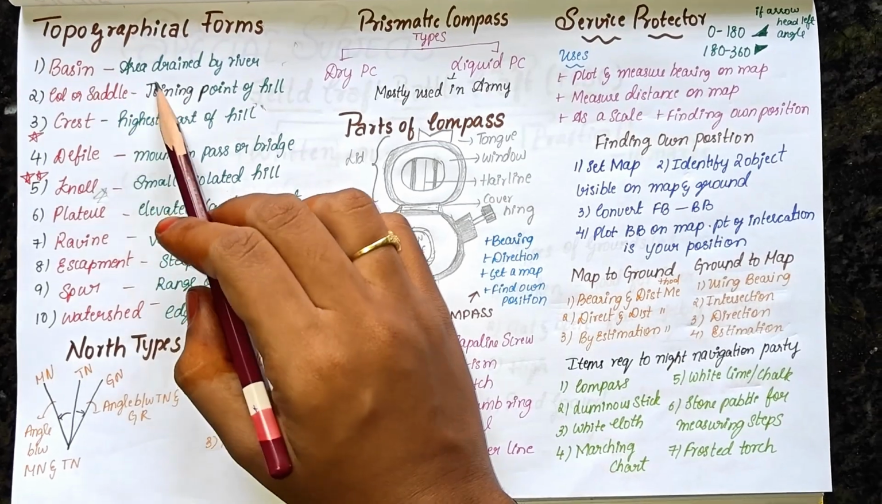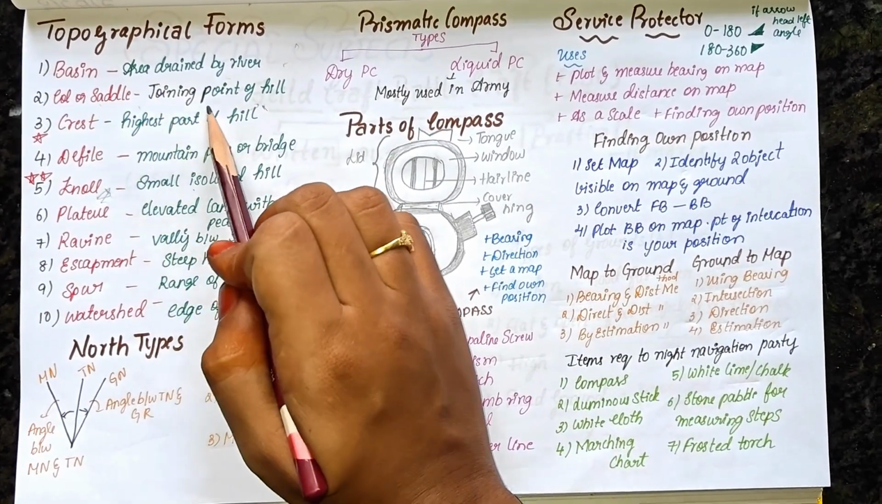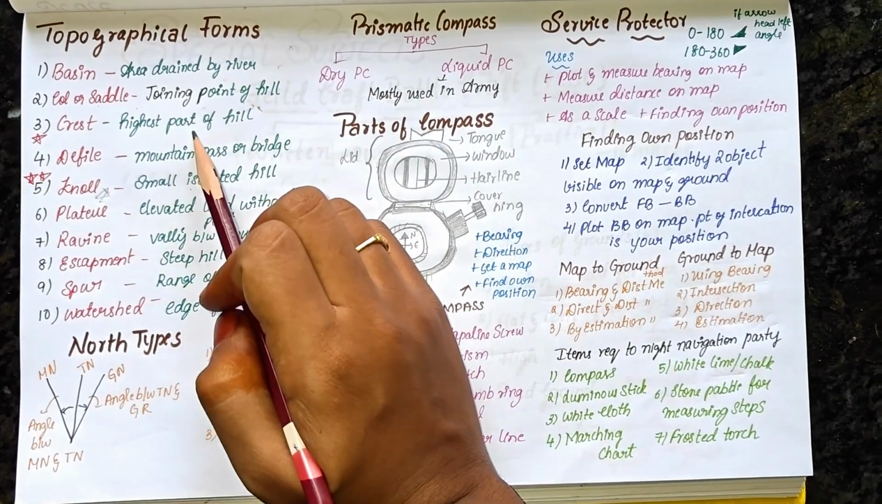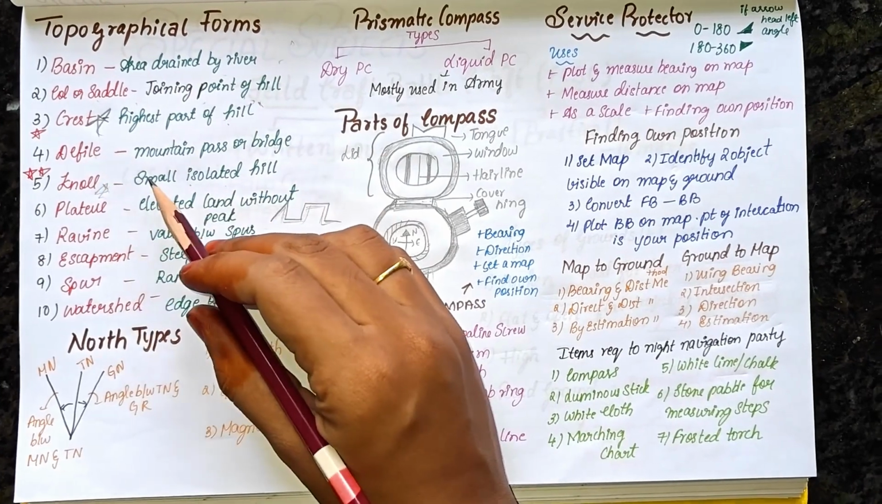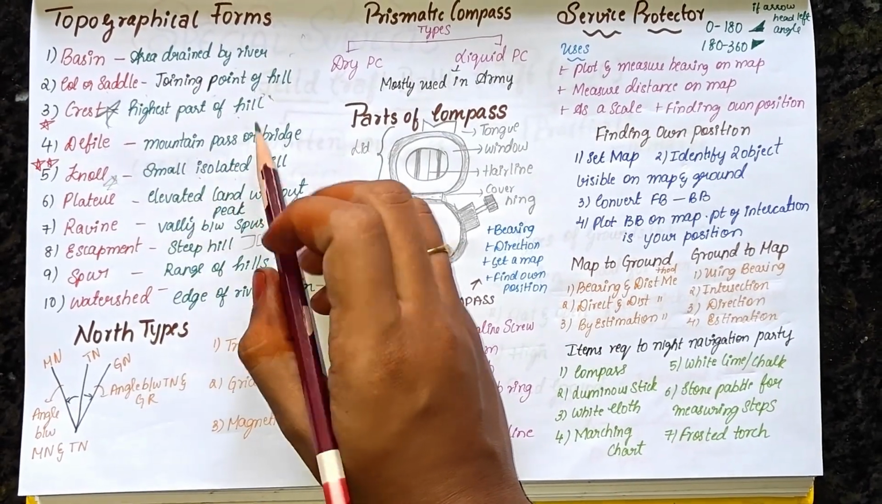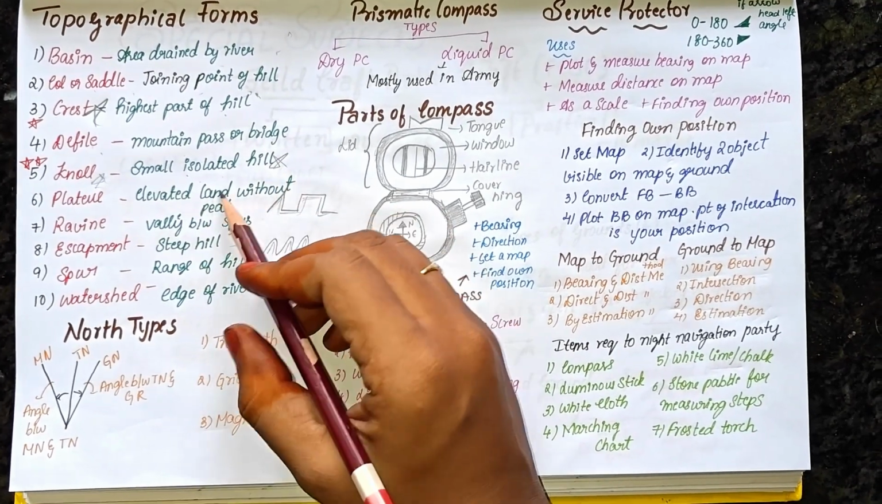So what is a basin? An area drained by a river is known as a basin. Col or saddle is the joining point of hills. The highest part of a hill is known as crest. A mountain pass or bridge is known as defile. Knoll, a small isolated hill, is a very important one.